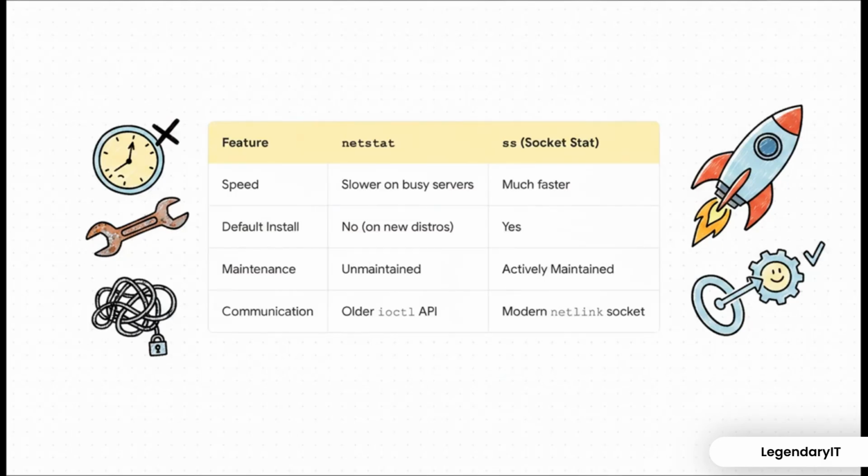This table just lays it all out perfectly. I mean, look at the speed difference. But the reason for that speed is down on the last row, communication. See, netstat had to ask the kernel for information using this old, kind of clunky method. But ss uses something called a netlink socket, which is basically a direct, high-speed data pipe into the kernel's networking info. That's why it's so incredibly fast on a busy server. Plus, it's actually maintained and installed by default. It's kind of a no-brainer.